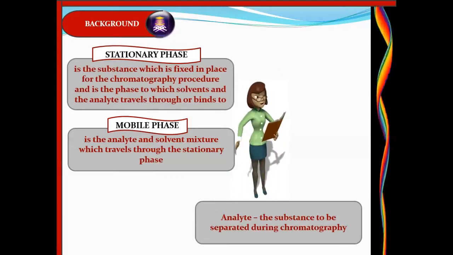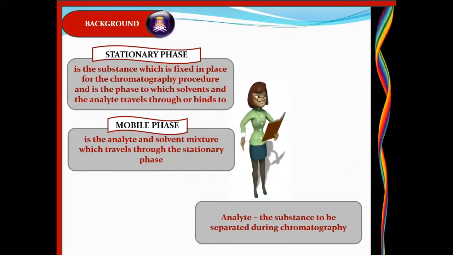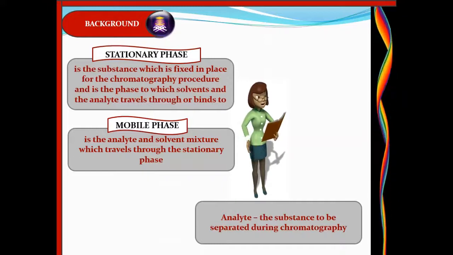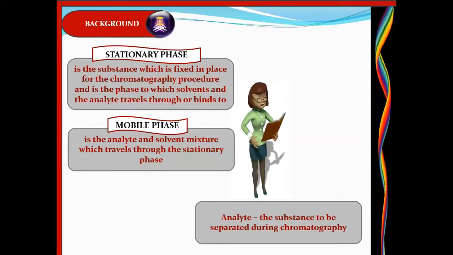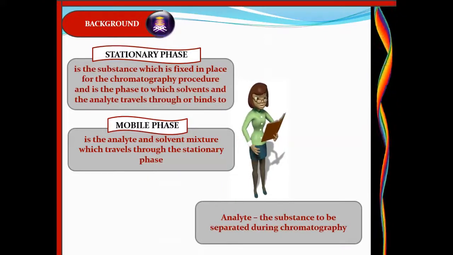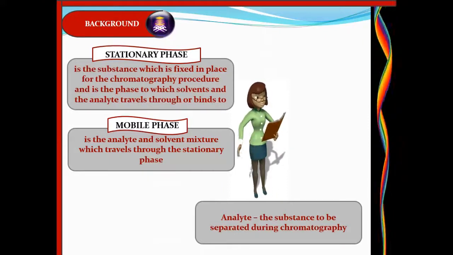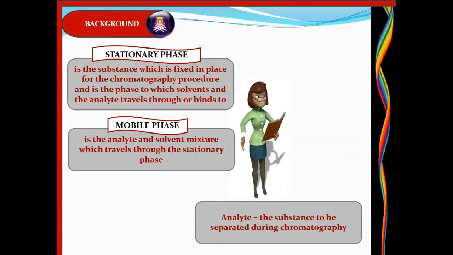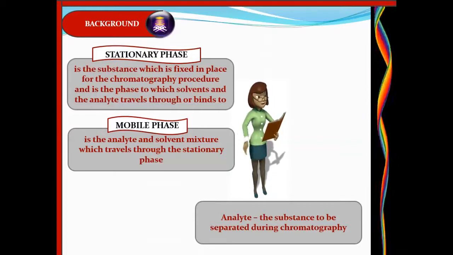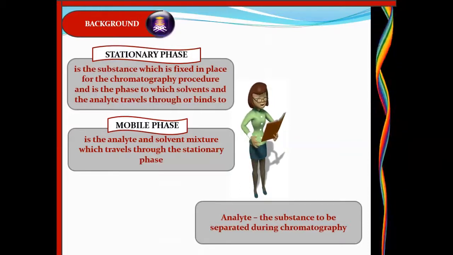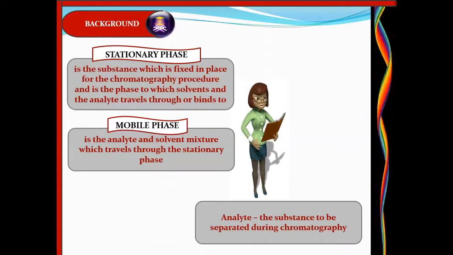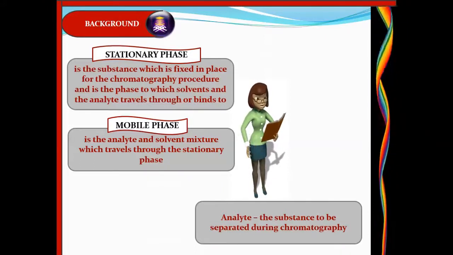In paper chromatography or in other chromatography, we have several terms like stationary phase and also mobile phase. What is actually a stationary phase? It is the substance which is fixed in place for the chromatography procedure and is the phase to which solvents and the analyte travel through or bind to.